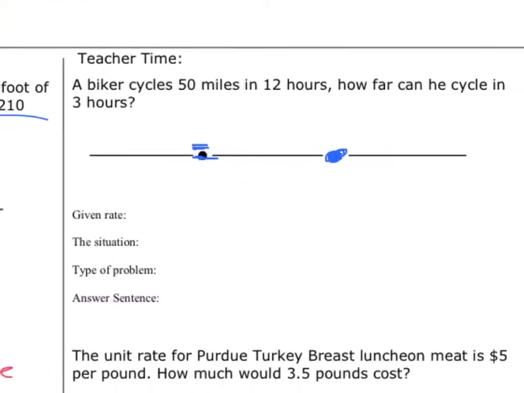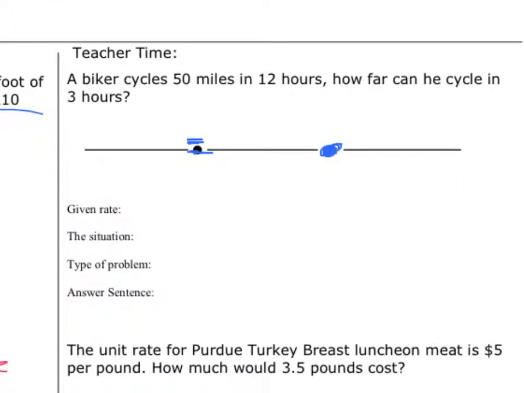All right. So a biker cycles 50 miles in 12 hours. How far can he cycle in 3 hours? So starting here with my question, I want to answer that question. How far can he cycle? Well, he can cycle blank. What are my units on this one? How far? Distance would be measured in this particular case in miles.